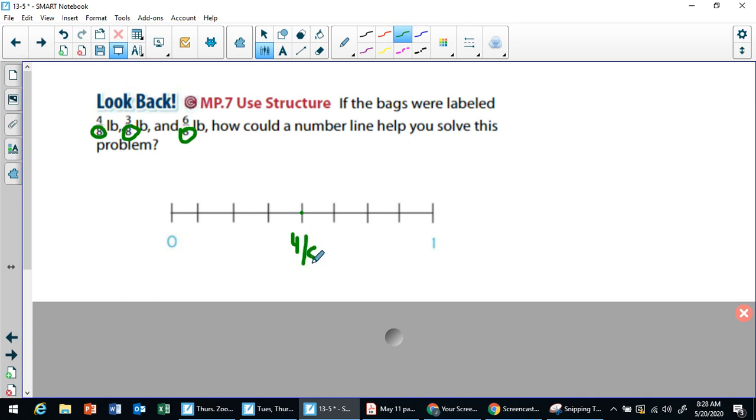And then I'm going to move to 3/8. Well, that's right behind it. And then my 6/8 would be right here. Because I used the number line and placed the fractions on there, I could definitely see that this is the smallest, this is in the middle, and this is the largest. And then I could use that information to create those comparison statements using greater than or less than. Okay, so let's keep going.